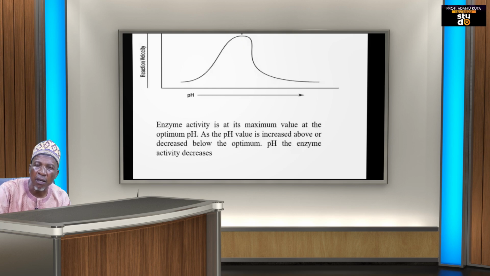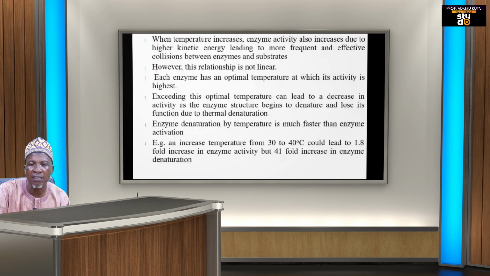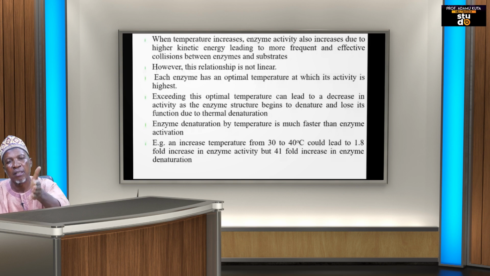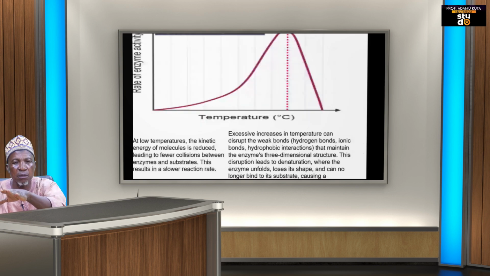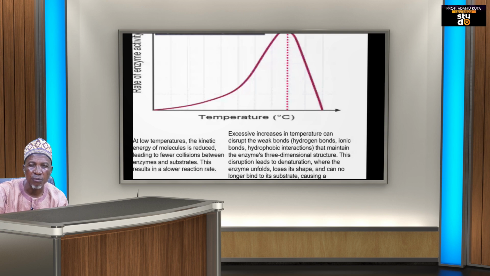The same thing with temperature. Every enzyme in the living system has an optimum temperature of activity. Below or above this temperature, the enzyme will lose activity. This is also demonstrated with this graph. At low temperature, the activity will be rising until it gets to an optimum point where the activity will be maximum. Beyond that temperature optimum, the activity will go down.